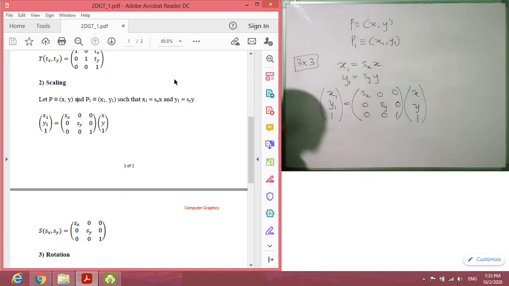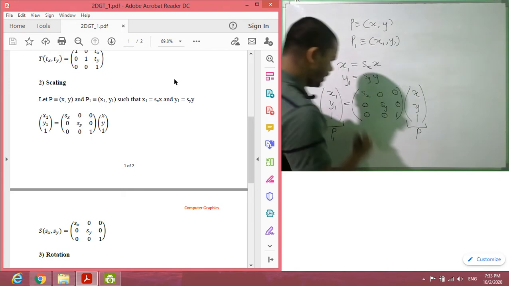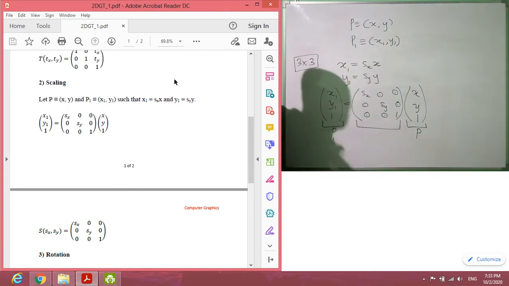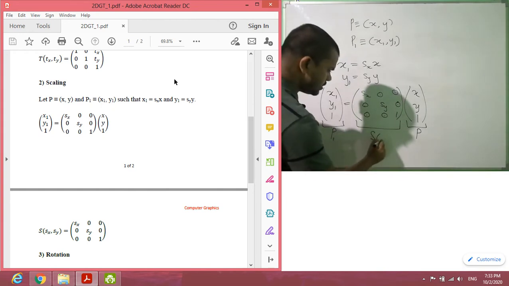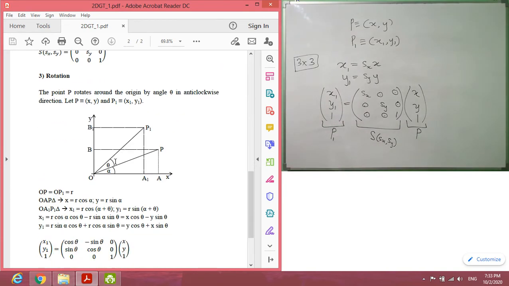So now this is the coordinates of point P1, this is the coordinates of point P, and this is the matrix. We represent it as S of Sx comma Sy. Now let's move to the third one, that is rotation.